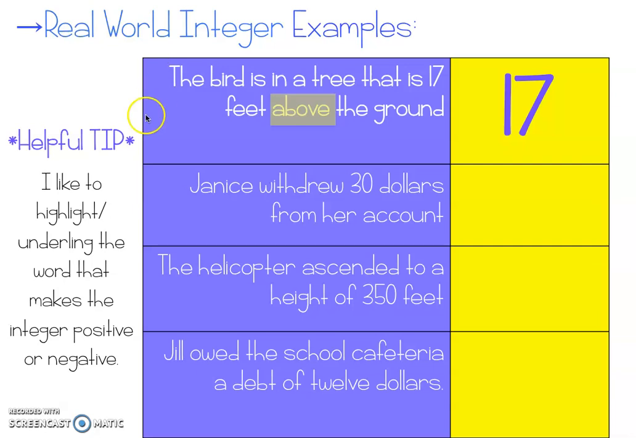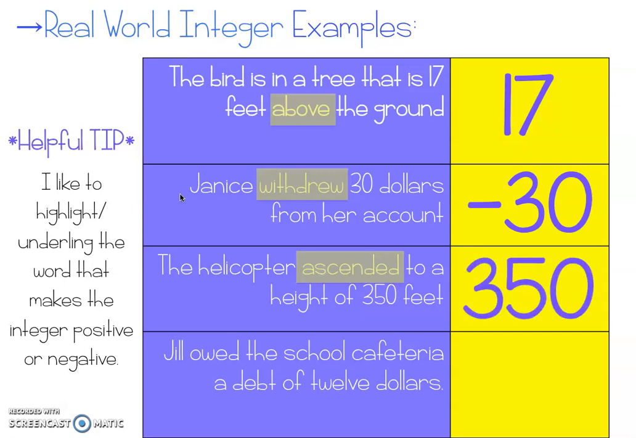Okay. Let's look at our second example. Janice withdrew $30 from her account. So withdrew is the word that's going to tell us that she took it out. So if she's taking it out, that means it's a negative 30. The helicopter ascended to a height of 350 feet. We see the word ascended, and ascended tells us that it's going up to that height. So it's a positive 350 feet.